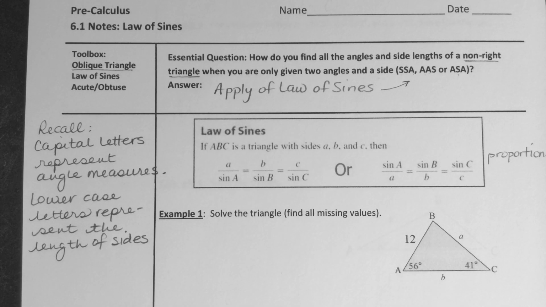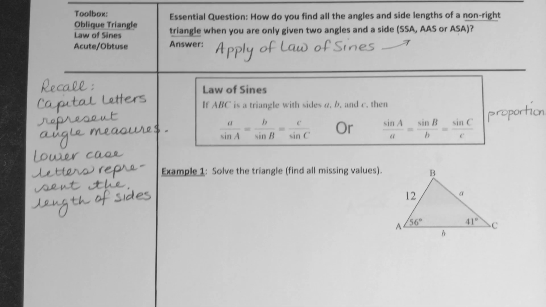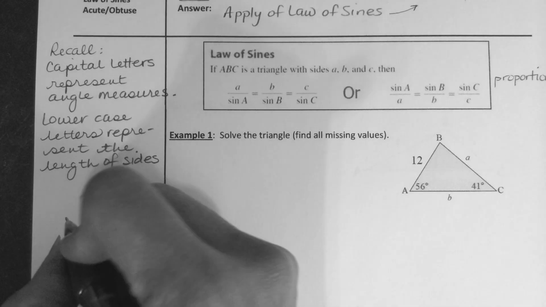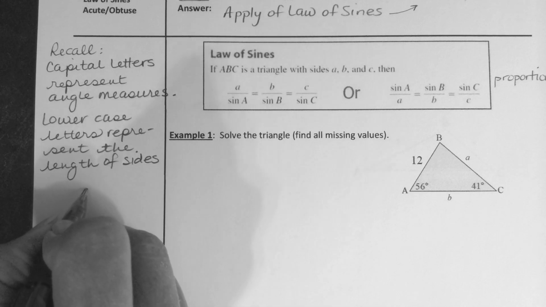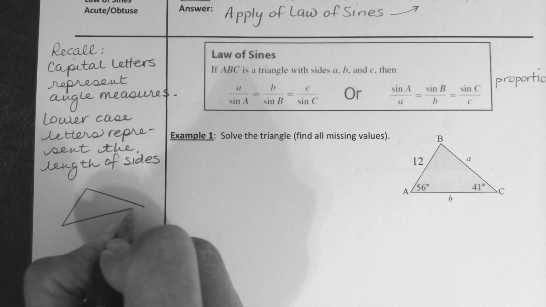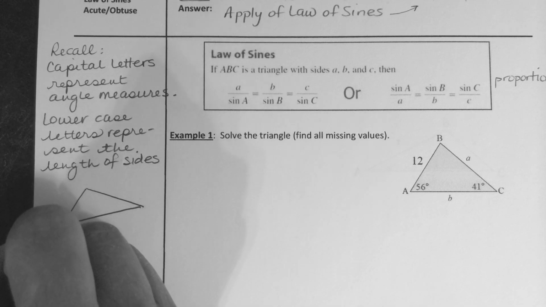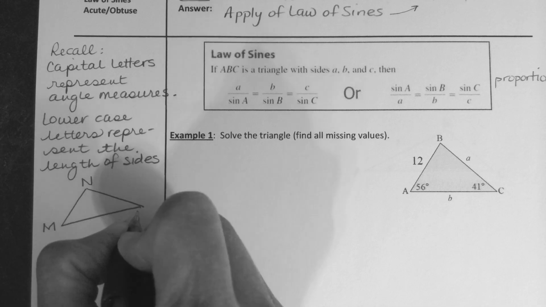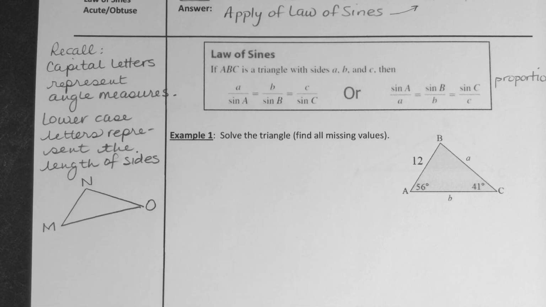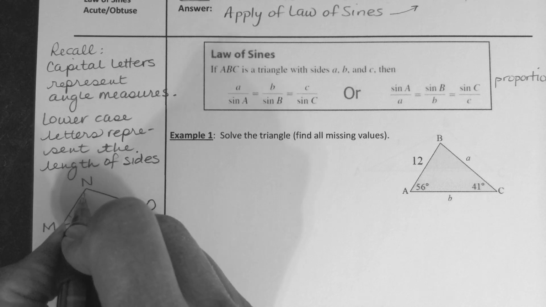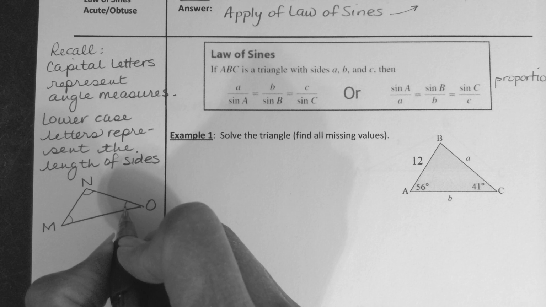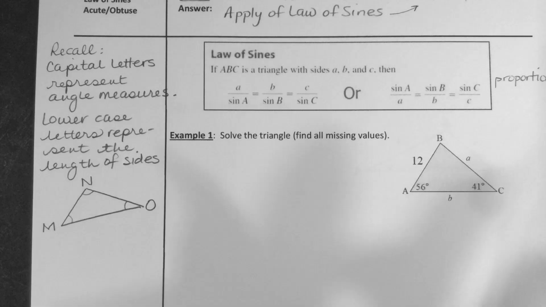So wrapping this up in a sketch, in the space provided to the left here, draw an oblique triangle. It doesn't matter what shape you draw it in, you don't have to draw it exactly as I do, but draw one that's oblique, and label the vertices with the capital letters M, N, and O. Now notice these capital letters represent the measurement of these angles right here. These angles can be measured in degrees or in radians, but specifically in Unit 6, we're focusing on degrees.